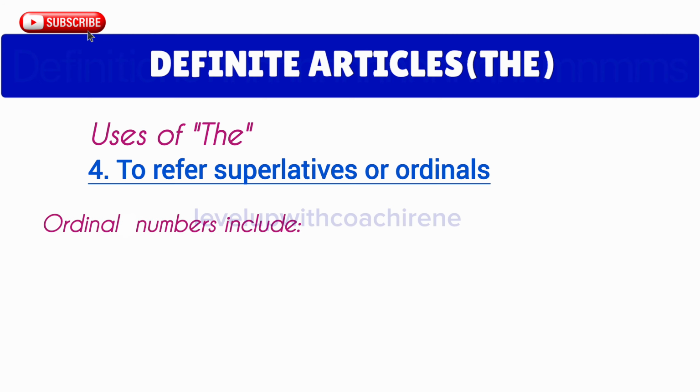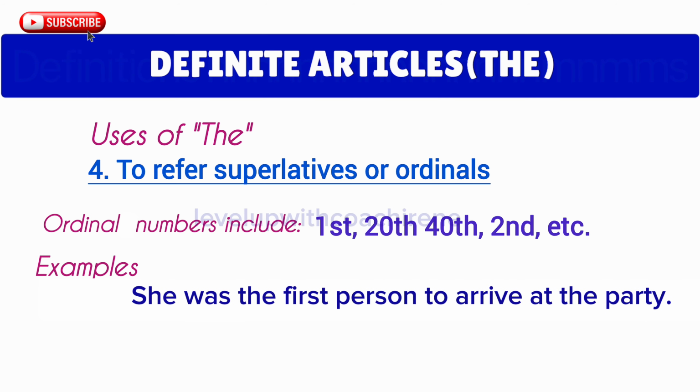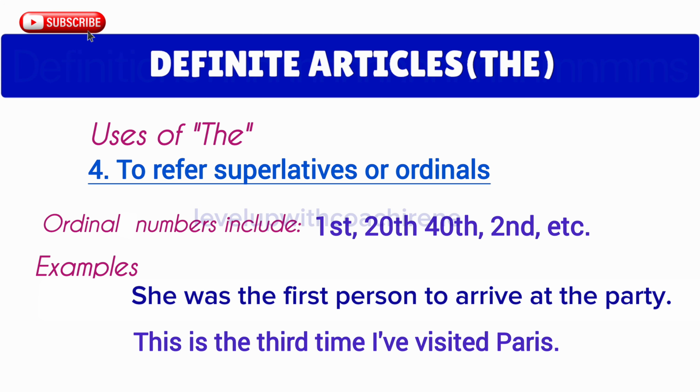Ordinal numbers include first, 20th, 40th, second, etc. Ordinal numbers indicate the position or rank of something in a sequence. The definite article the is always used with ordinals to specify the particular position. For example, she was the first person to arrive at the party. This is the 3rd time I've visited Paris.